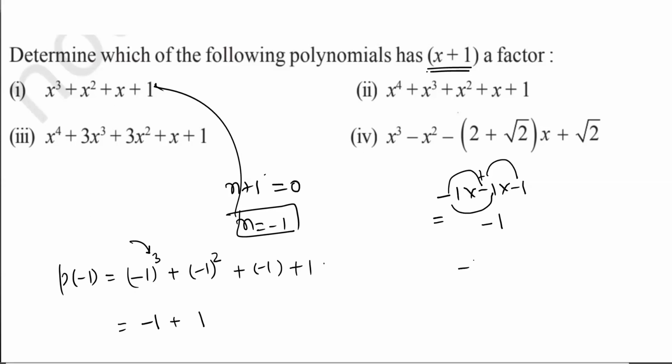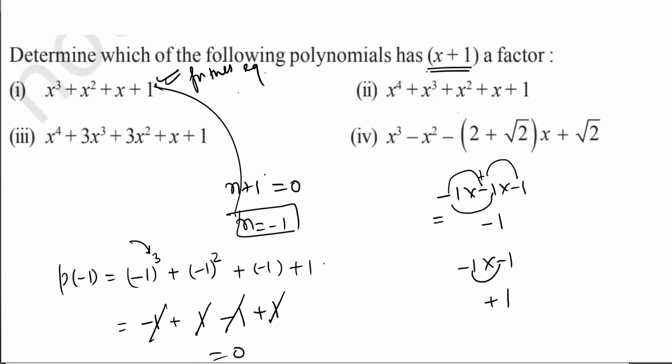Okay, +1, because -1 into -1 two times you will get +1, and then -1, then +1. So this -1 and +1 get cancelled. This one also gets cancelled. You will get 0. So we'll say here, for this equation, x plus 1 is a factor. Now, sir, check for this one.